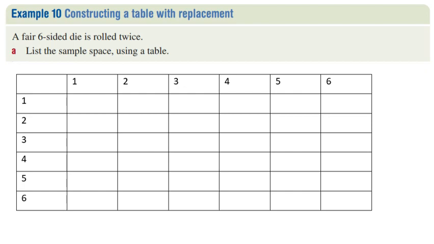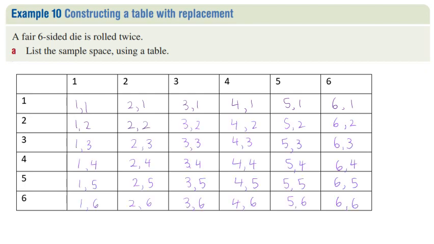We'll just do one more example from the textbook. This one's similar to the one that's on the test. A six-sided die is rolled twice. List the sample space using a table, so an array. So we could have a 1 and a 1, 2 and a 1, 3 and a 1, 4, 1, 5, 1, 6, 1, 1, 2, 2, 2. Alright, you guys get the hang of it, so I've just already filled it in. So this is what the array would look like.